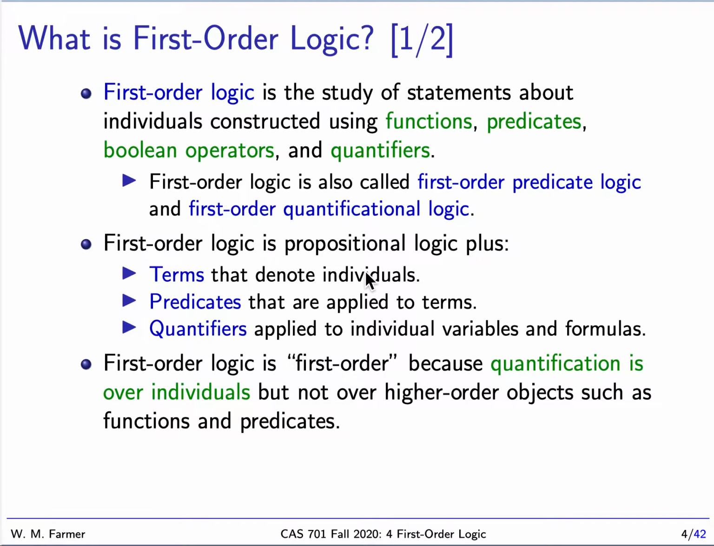So first-order logic we can think of as propositional logic plus terms that we use to denote individuals, the things we're talking about, and predicates that can be applied to terms, and quantifiers that can be applied to individual variables and formulas. Notice I said individual variables. These are variables that range over individuals. First-order logic is first order because quantification is over individuals, not over higher-order objects like functions and predicates or sets of individuals and so forth.